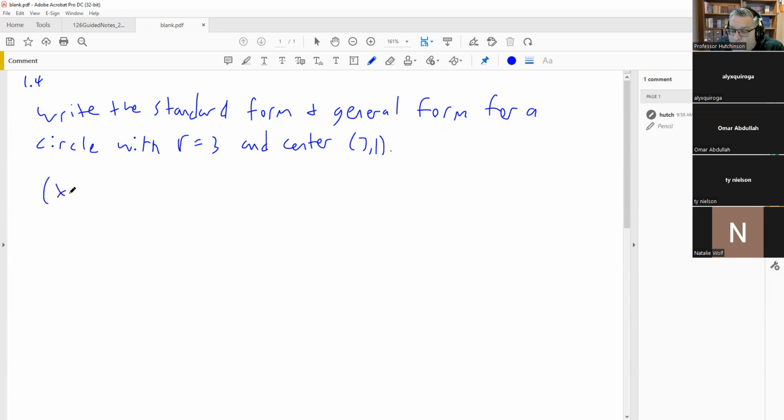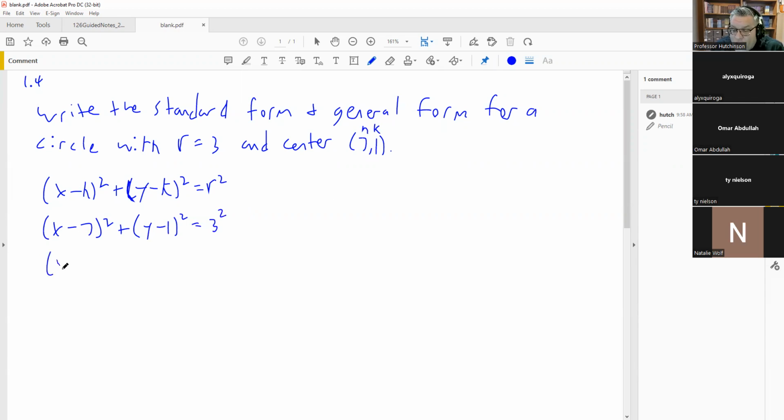We were doing these kind of problems yesterday, but just to review, this is the main formula we're going to be working with here. So we've got (x minus h) squared plus (y minus k) squared equals r squared. This is the standard form, so that's the first answer you're going to do there. So we're going to do x minus, and h and k were given, so h is going to be 7. And then we have y minus 1 squared, and that equals r squared, or 3 squared.